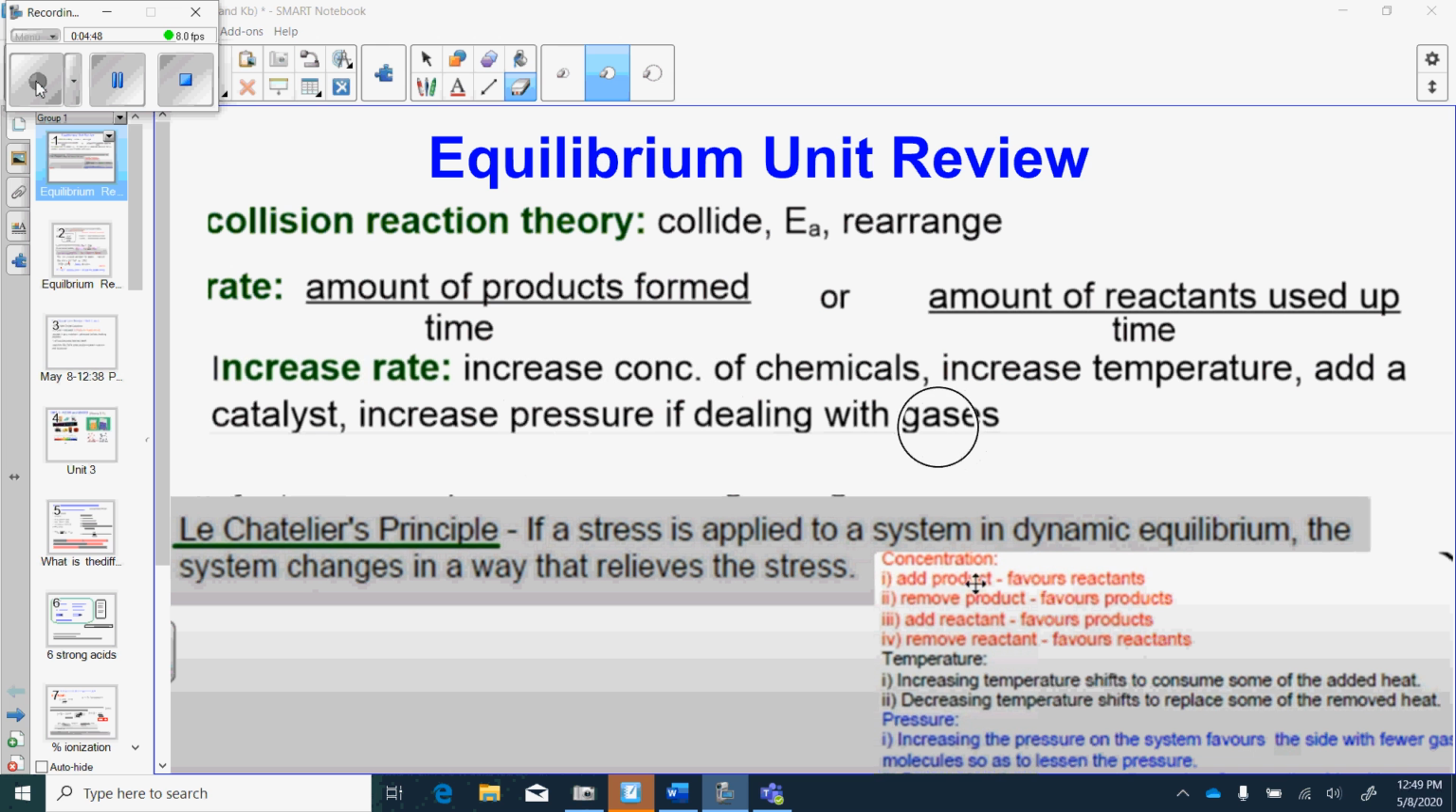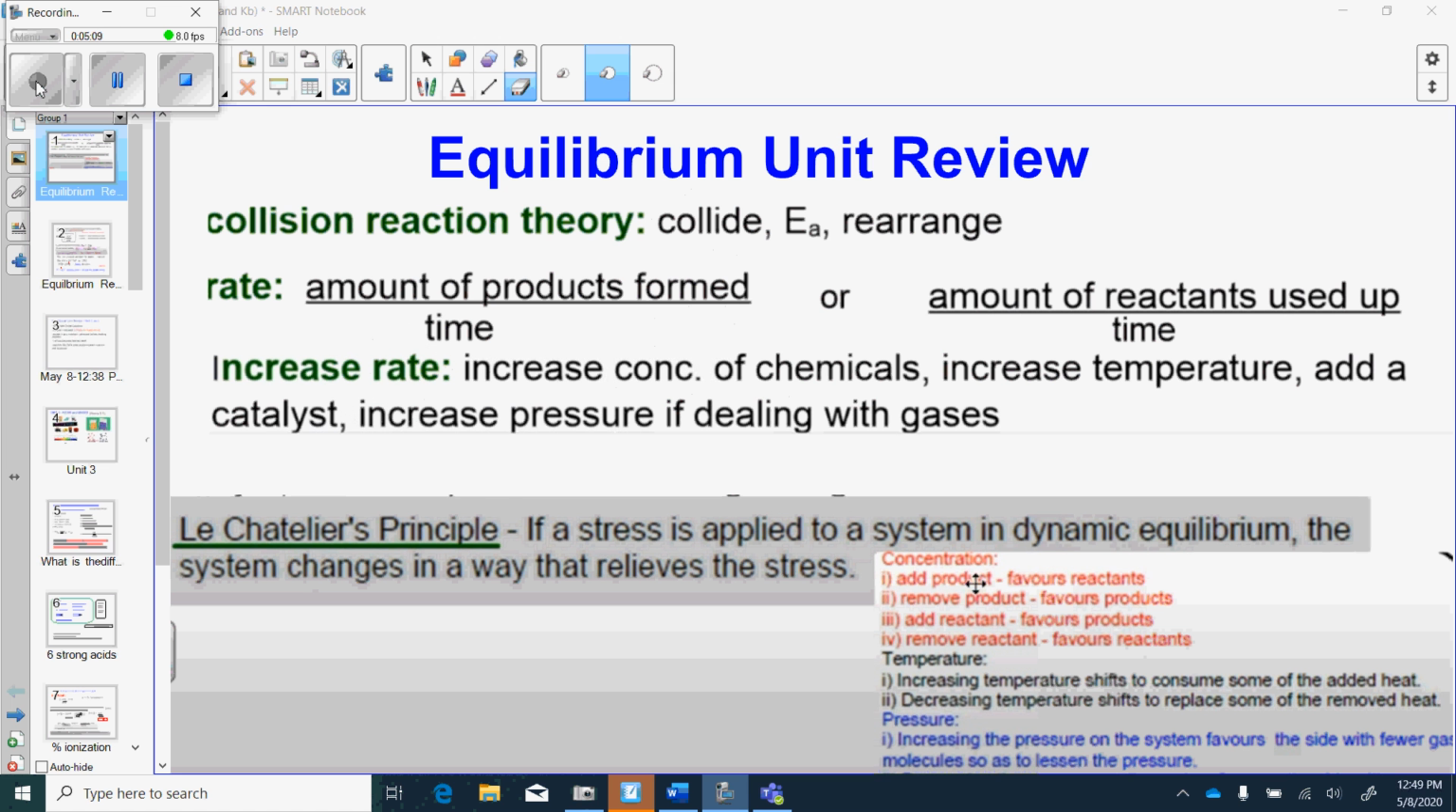And so increasing the pressure of gases is just like increasing the concentration of gases. If we increase the pressure, we bring these gas particles closer together, therefore they can collide more often. More collisions, more successful collisions. So those are a few things you can use in order to increase the reaction rate of a chemical reaction.